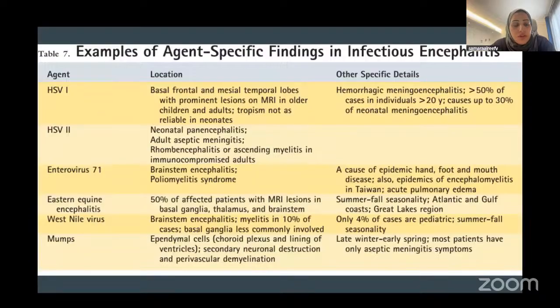This is an overview of the types of viruses where we can see the brain manifestations. HSV causes basal, frontal, and temporal lobe involvement, usually evident on MRI, while type 2 is mostly in neonates.